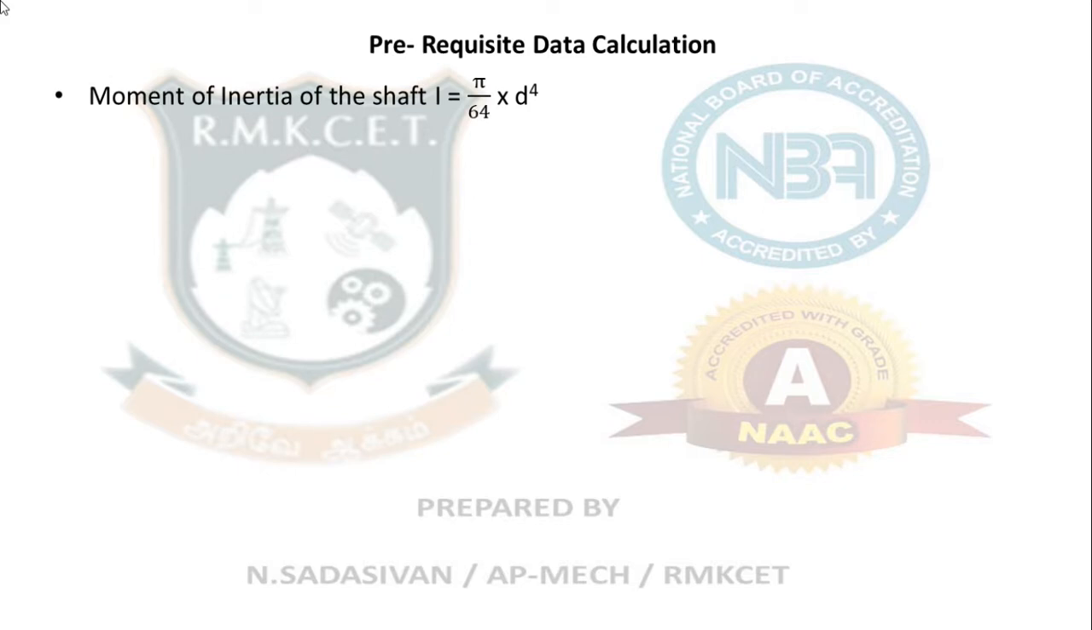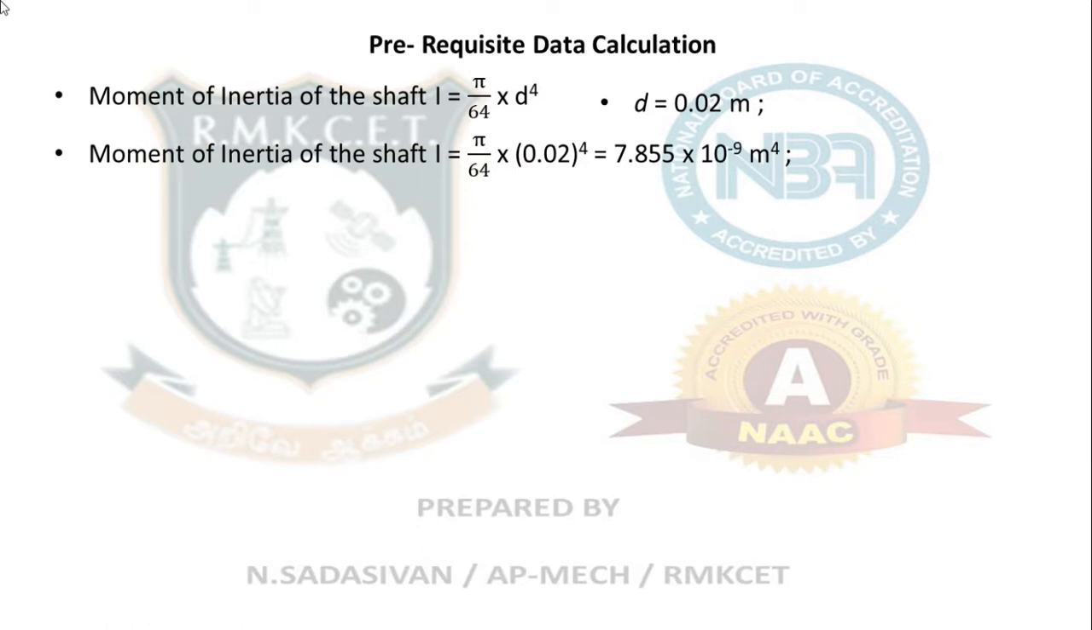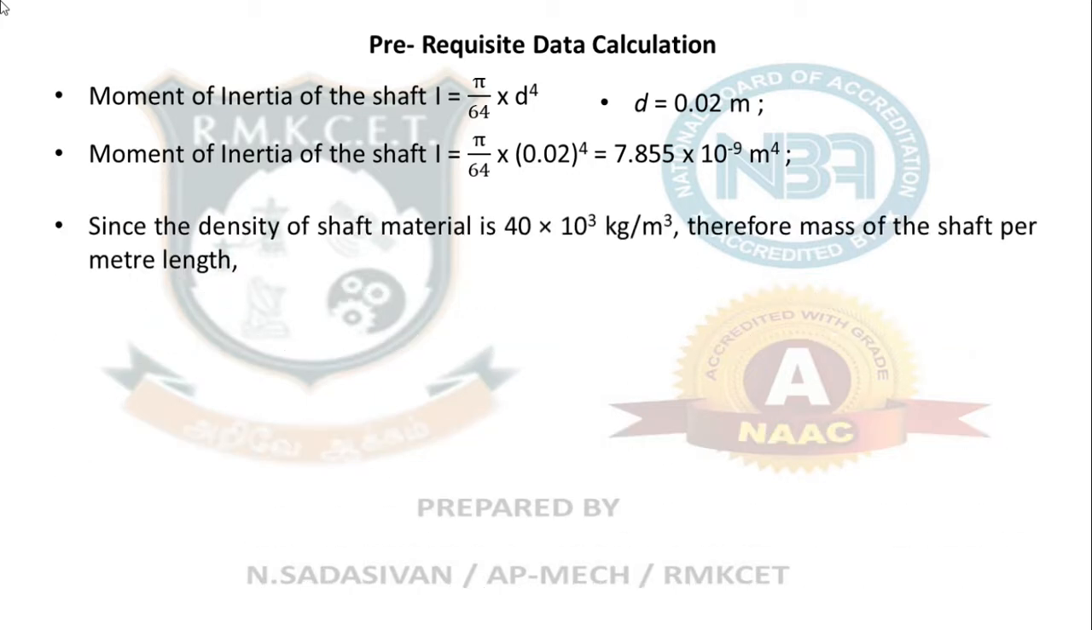Moment of inertia first to find out. Pi by 64 d power 4. So d is 0.02. Therefore pi by 64 into 0.02 power 4. 7.855 into 10 power minus 9 meter power 4 is the moment of inertia. Since the density of the shaft material is 40 into 10 power 3, mass of the shaft per meter length.